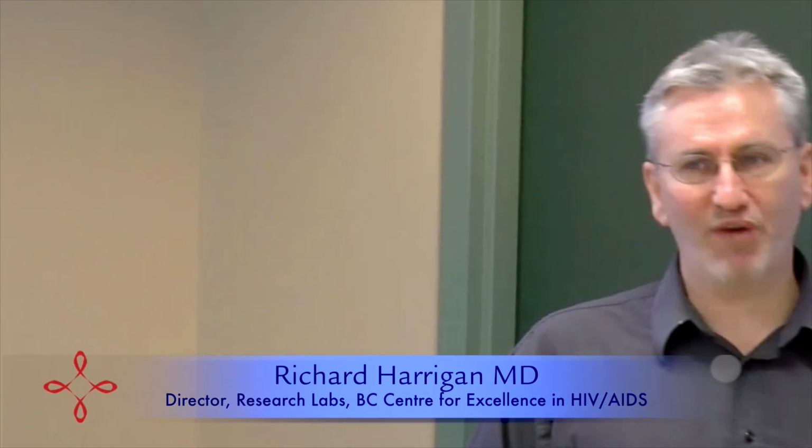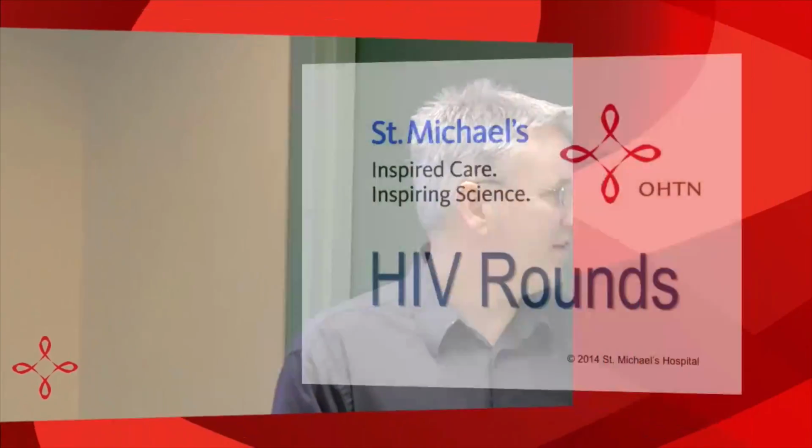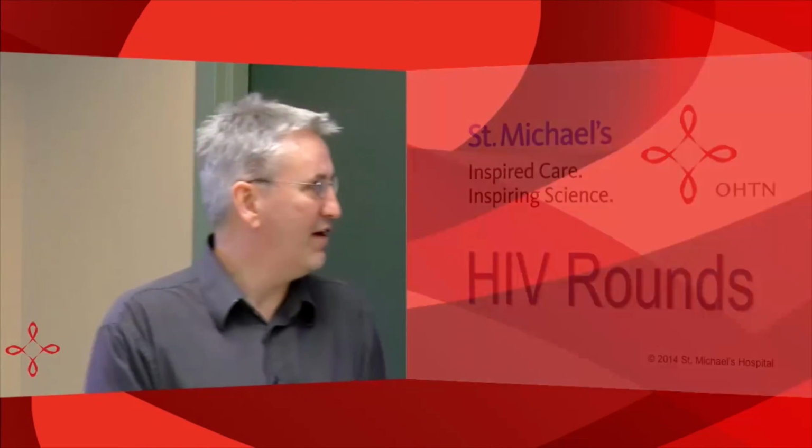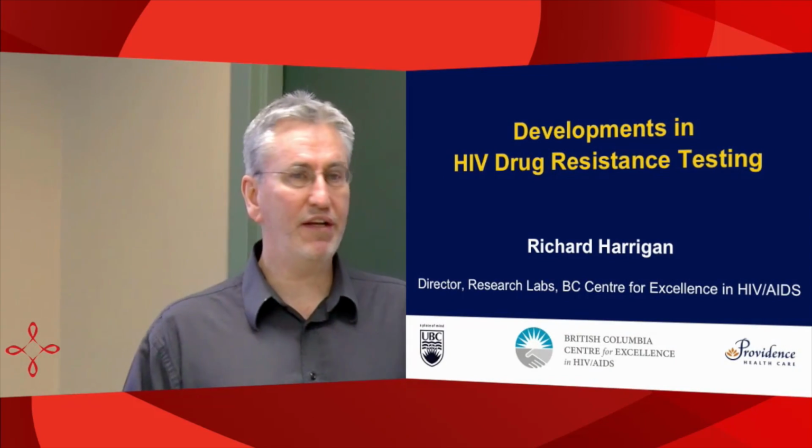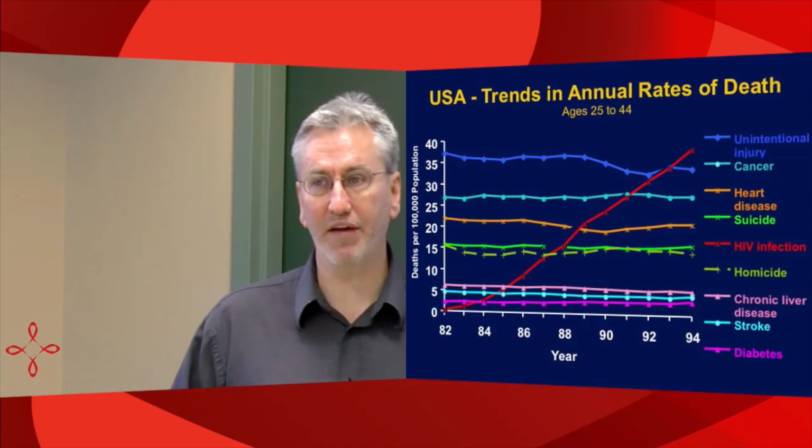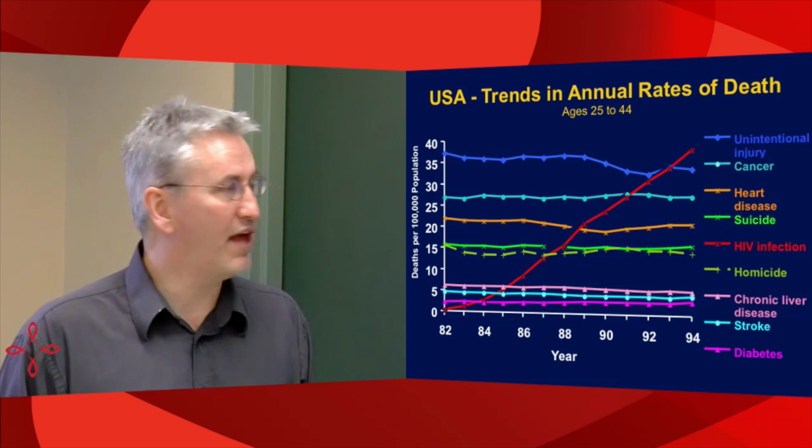I do always like to start with this slide to remind us of where we came from with HIV. We're coming out of nowhere in the early 80s, and by 95, HIV was the leading cause of death in young adults in the United States and heading that way in Canada.